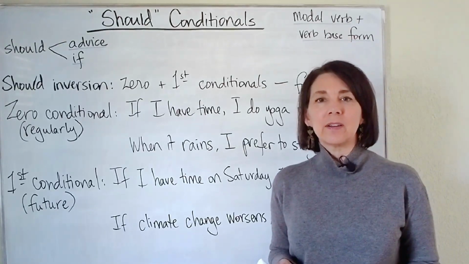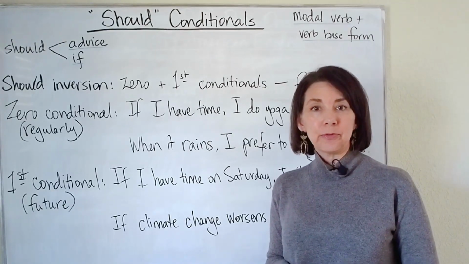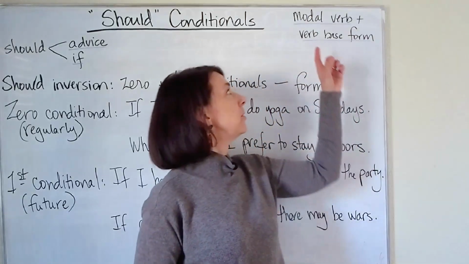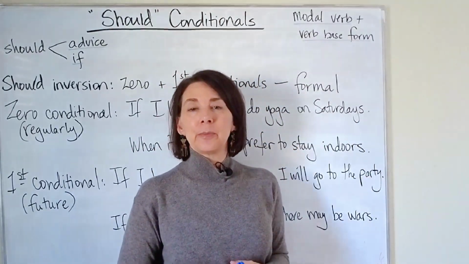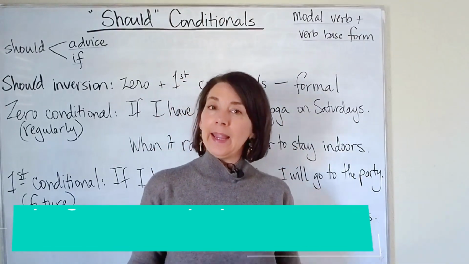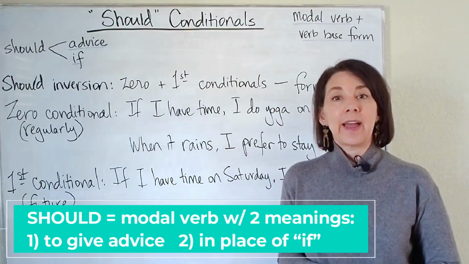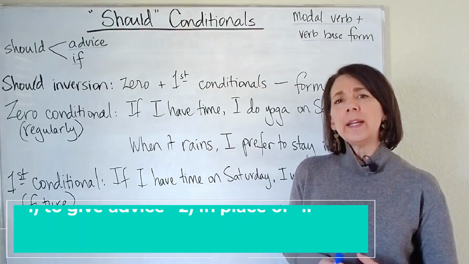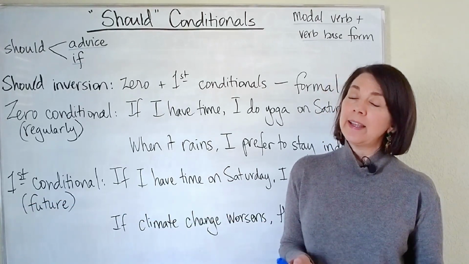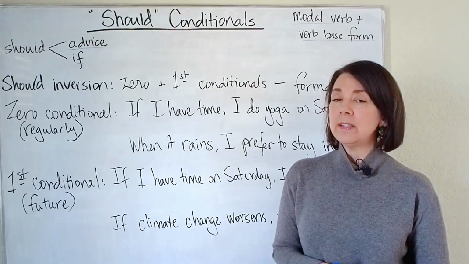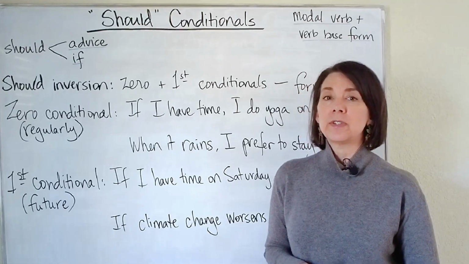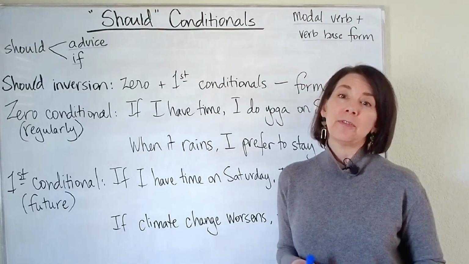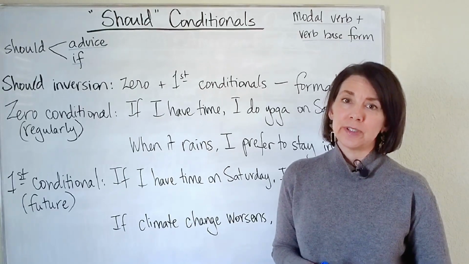You know that in English, should is a modal verb. That means that we use the modal verb plus a second verb in the base form. And we use should to give advice. For example, if you ask me, what can I do to improve my English? I can say, well, you should watch TV in English, or you should read in English for 10 minutes a day. I'm giving advice when I use the modal verb should.